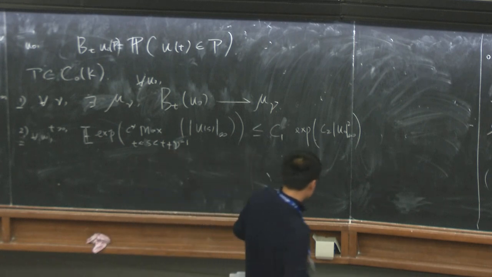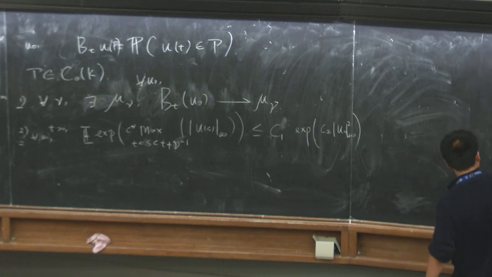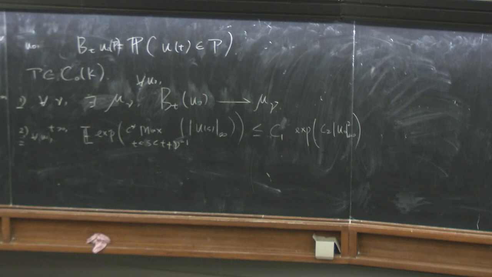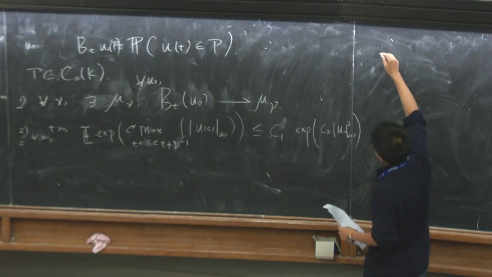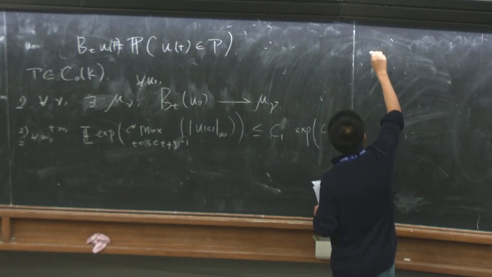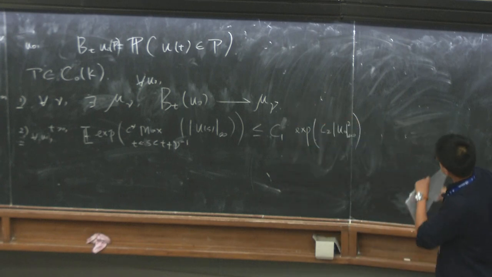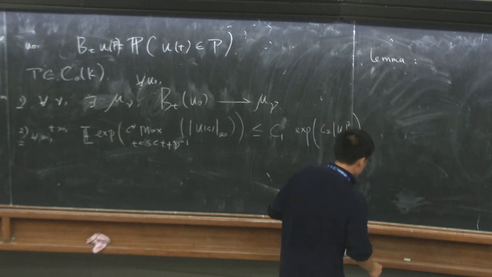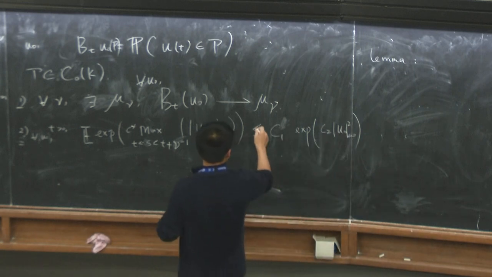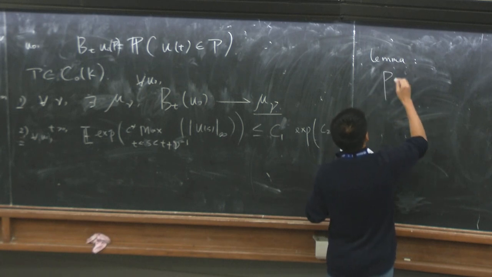we need another. So the proof of this theorem is based on these two estimates, this mixing and this upper bound estimate, and another. First one is that the stationary measure, the probability is that for the stationary measure.